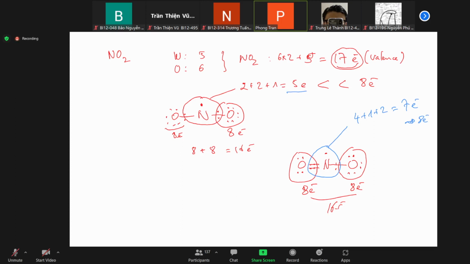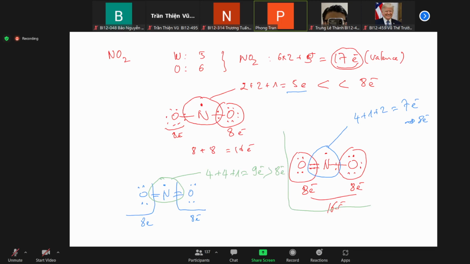Now, if I do the same thing, but I try to make the multiple bond with the other oxygen like this, okay? So I will have 4 electrons here, 4 electrons here. In total, I still have 8 electrons, 8 electrons, and I have 1 electron here. How about the nitrogen here? Now the nitrogen will have 4 plus 4 plus 1 equal to 9 electrons, so it's larger than 8 electrons. So basically, the most likely structure would be the second solution, this one.